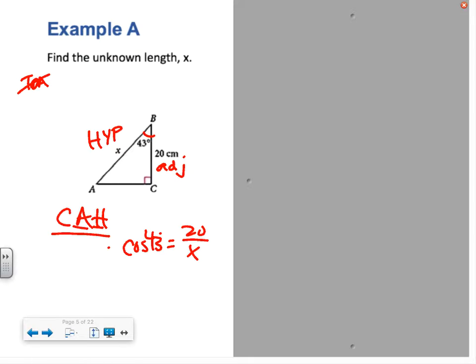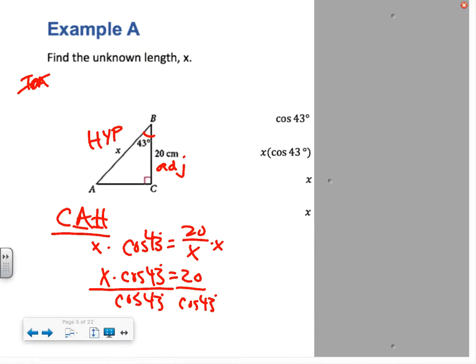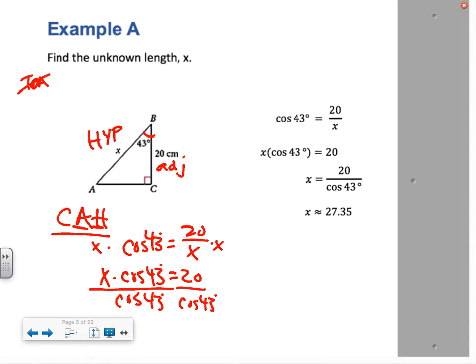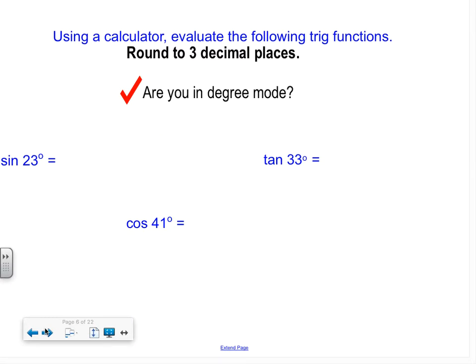To solve this, you would multiply both sides by x, and you'd get x times cosine of 43 degrees equals 20. And I think you can see how to solve this for x. Divide both sides by the cosine of 43 degrees. Make sure your calculator is in degree mode, and typing all of that in, you can reveal the answer over here. You should get about 27.35. And if you think about it, this length looks a little bit longer than this angle, and x is obviously going to be the longest side because that's our hypotenuse side.